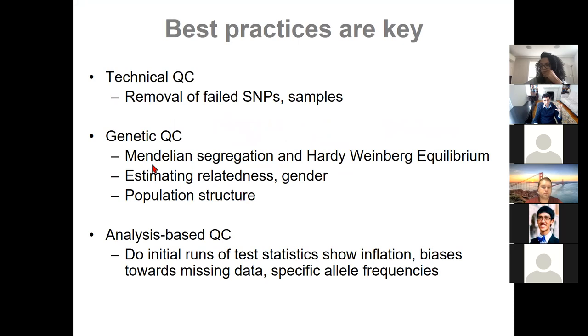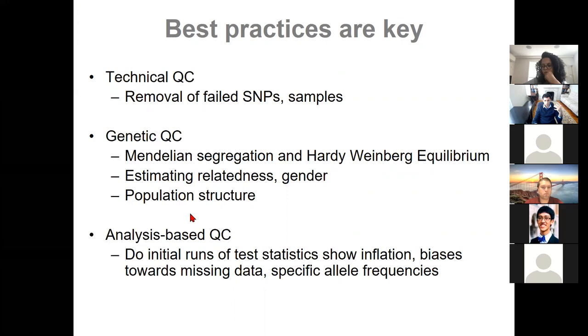We can now start asking, how do you carry out a genome-wide association study? So there's a lot of quality control metrics that one needs to do. There's a technical QC step where you remove failed SNPs and samples. There's a genetic QC step where you basically ask, is there Mendelian segregation and Hardy-Weinberg equilibrium? Can you estimate relatedness between individuals? Are there gender effects? Is there a hidden population structure where the ethnic background or the geographic background of that population is in fact explaining a lot of that variation? So controlling for these global effects.